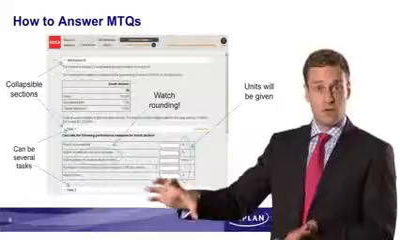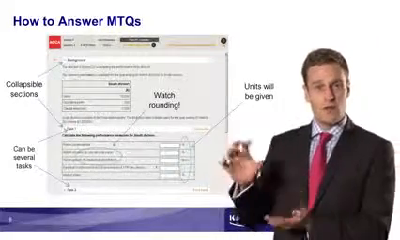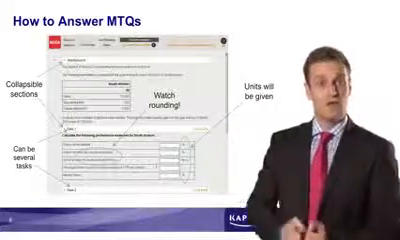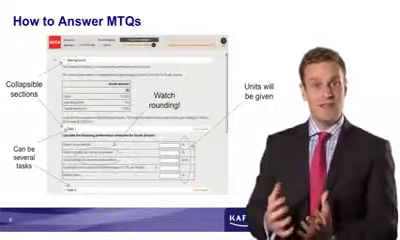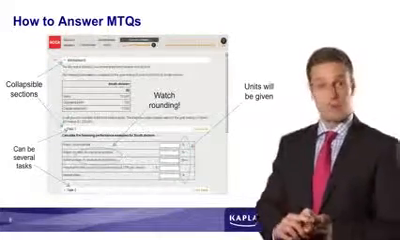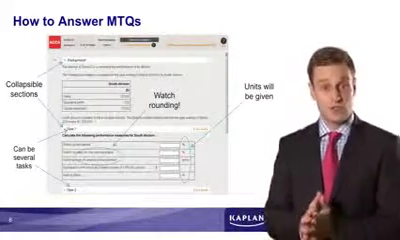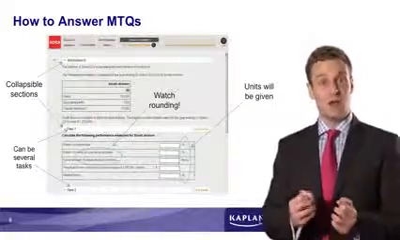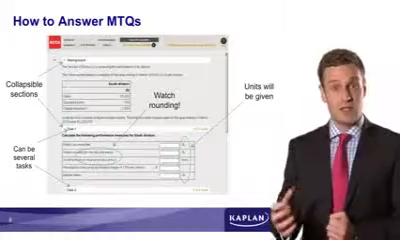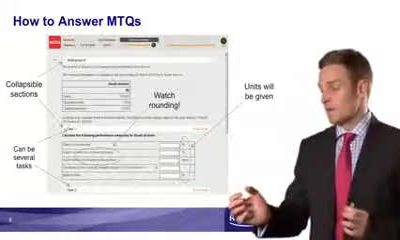So first things to look for when we look at our question are that we got these new collapsible sections. So we can now collapse various areas of our screen, so it makes it easier to read different bits. Each question is going to be made up often of multiple tasks as well. So there can be several tasks within each MTQ. So we need to look out for all those different tasks.